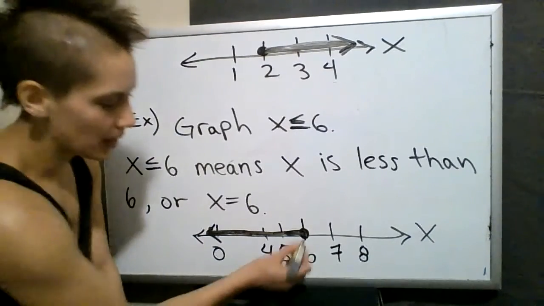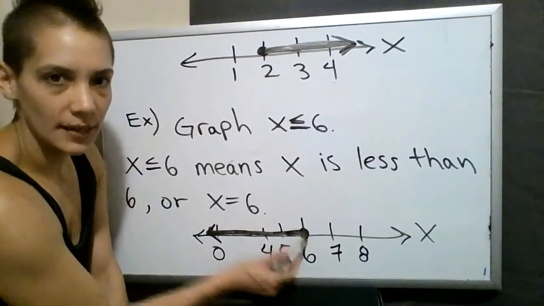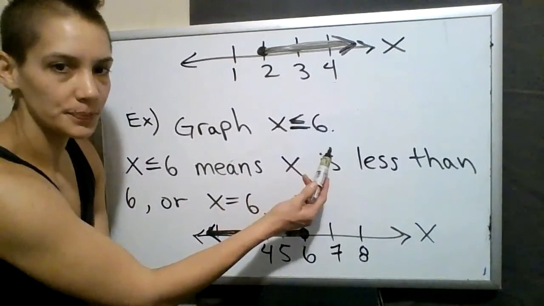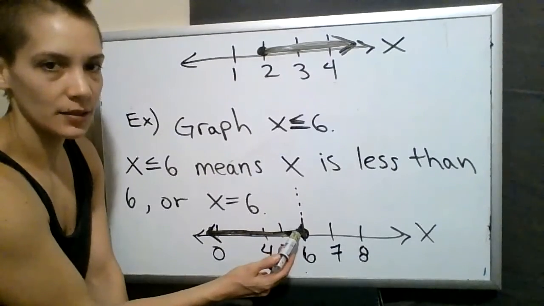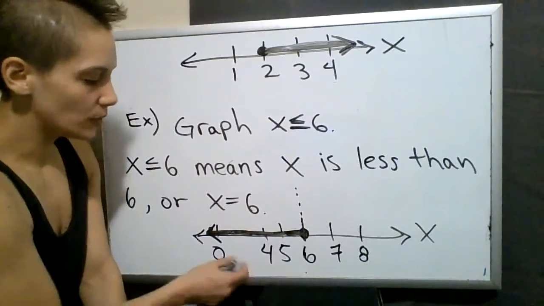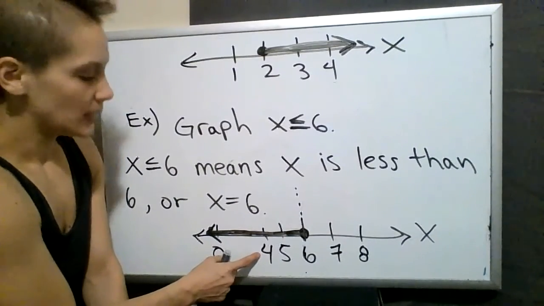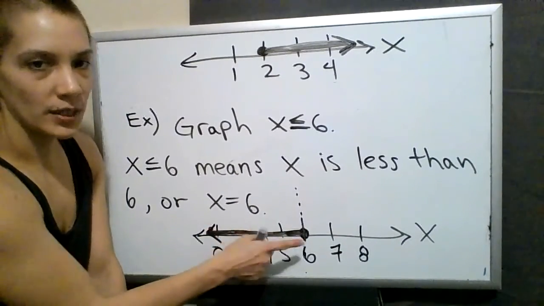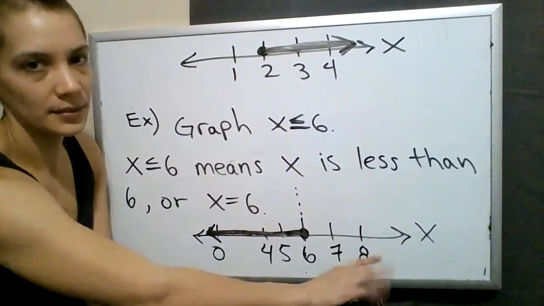And as I'm thinking about it, once you plot that critical value, there are 2 sides to test, the one below 6 and the one above 6. So you just need one test point. If that test point makes your statement true, you want to shade that side. If it makes the statement false, shade the opposite side.